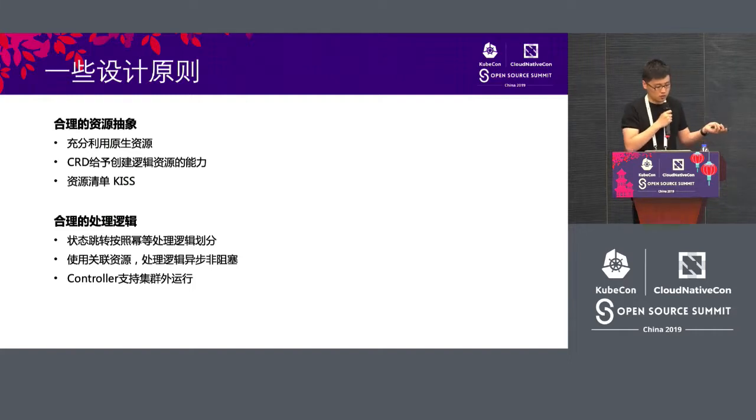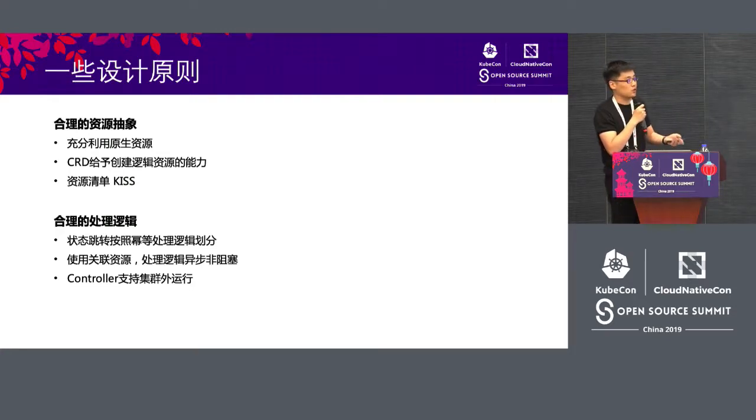Next, I'm going to talk about the design rules. Fully utilize native resources, so we let the CRD create some natural rules. And the list of resources needs to comply with the KISS rules, because it needs to be very clear and intuitive to the users. And then about the processing logic, we need to have very detailed and specific rules so that users can know.